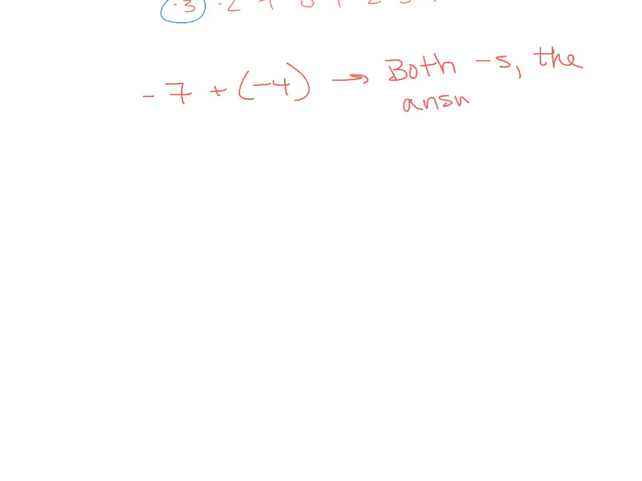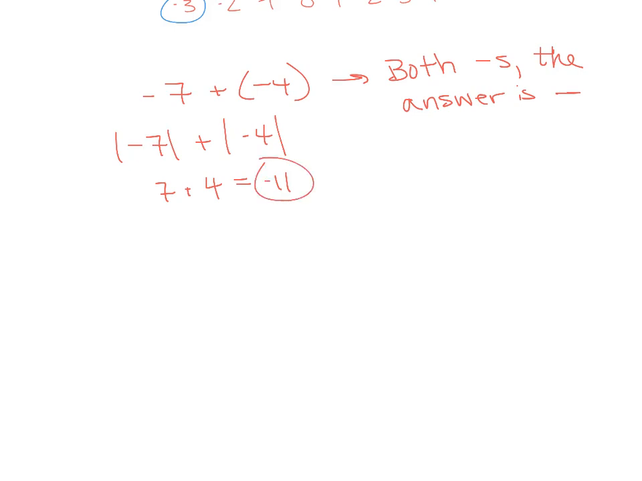I'm going to show you 2 different ways to do this. So the absolute value of negative 7, plus the absolute value of negative 4: the absolute value of negative 7 is 7, plus the absolute value of negative 4 is 4, and that equals 11. But since both of those numbers are negative, it's negative 11.